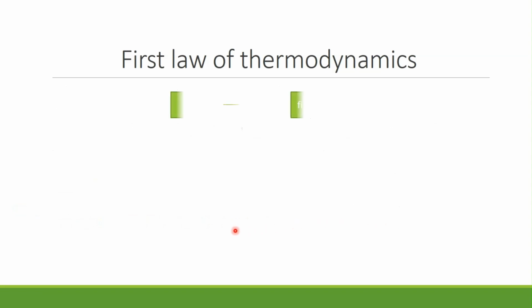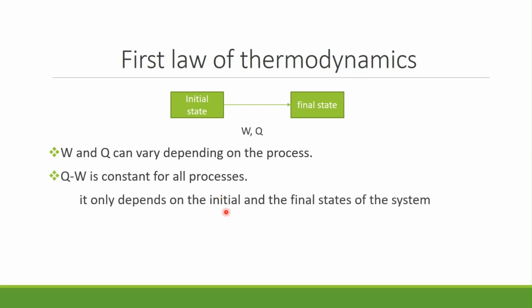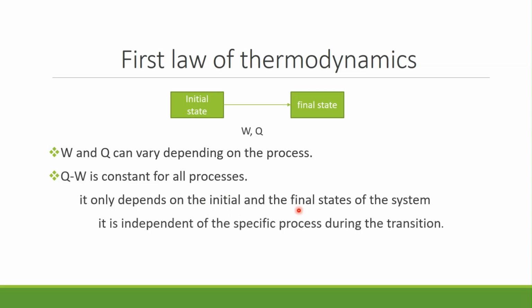When a system changes from a given initial state to a given final state, the work done and the heat transferred can vary depending on the specific characteristics of the process. But the difference between the heat and work is constant for all processes. This quantity is dependent on the initial and final states of the system and is independent of the specific process during the transition. Q alone and W alone and all other combinations of these two are dependent on the path, but the amount of Q minus W is the same.